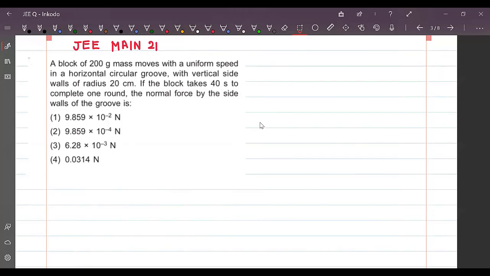Hello everyone, we'll solve another JEE question today, which came this year in 2021.